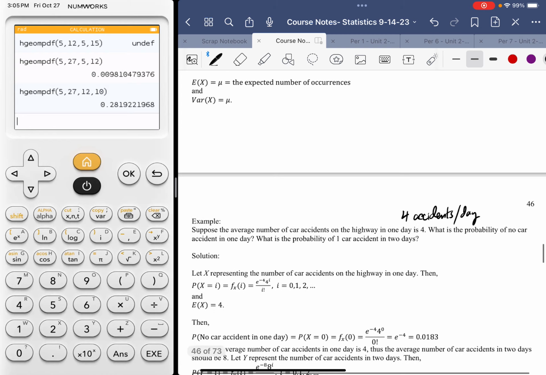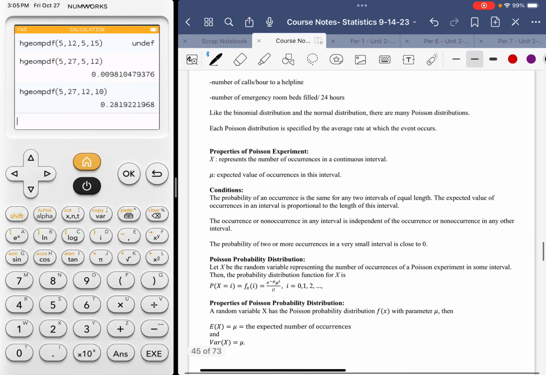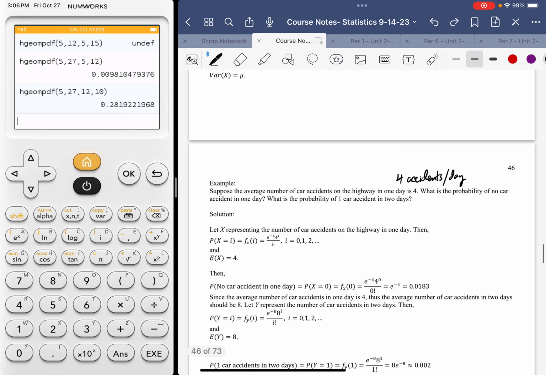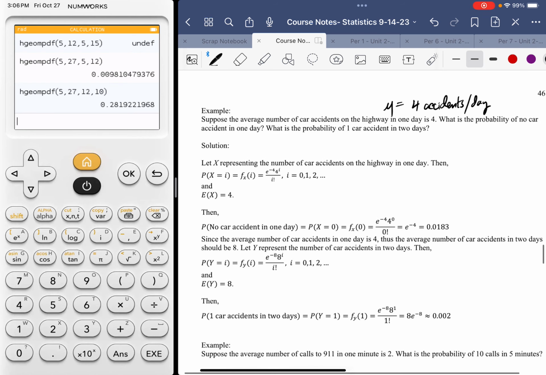All right, so just going back to what we're saying here, expected number of occurrences, that's what should happen. X represents the number of occurrences on that continuous interval. So we're going to let the mu value be equal to 4, because that's the average number. That's what one would expect. So we want to know what the probability is of no car accident in a single day. Then what is the probability of one car accident in 2 days? We'll cross that bridge in a minute. But you can see, again, all this information here.